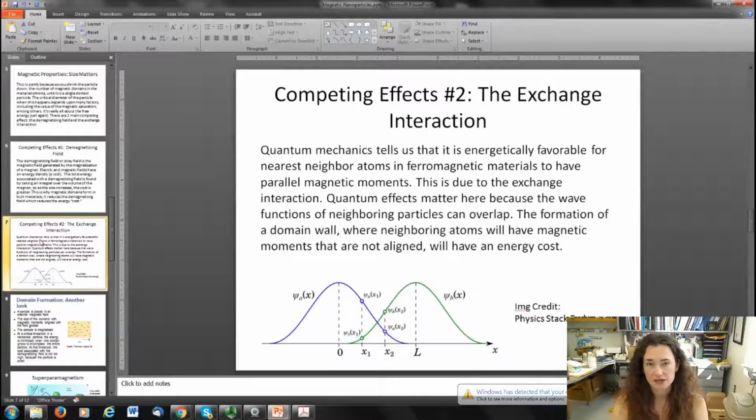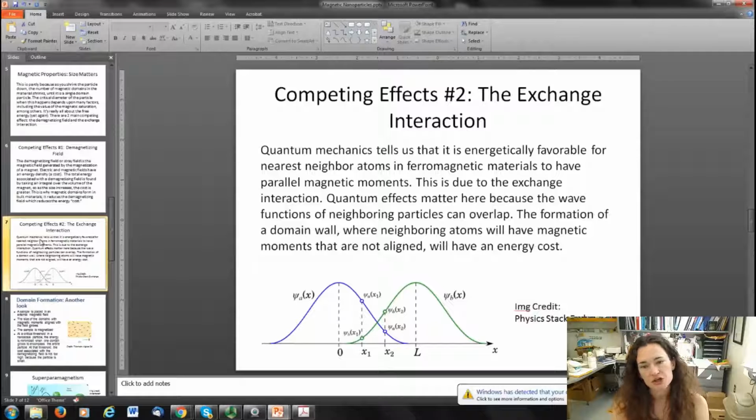Now, quantum mechanics is responsible for the exchange interaction, which is our second competing effect. Quantum mechanics tells us that it's energetically favorable for nearest neighbor atoms in ferromagnetic materials to have parallel magnetic moments. So quantum mechanics wants neighboring atoms to have aligned magnetic moments, and hence basically one domain in the whole material. This is because in certain materials, and it also depends upon the crystalline structure and how close the neighboring atoms are, among other things, the wave functions of the neighboring particles overlap, and so the atoms can influence one another.